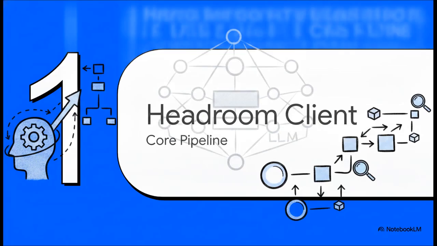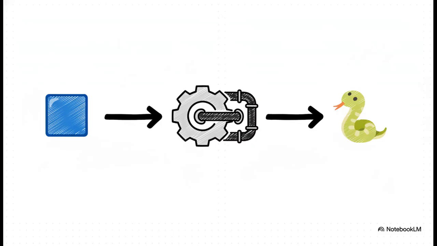Starting off with Section 1, meeting the Headroom client, which is absolutely the core of your optimization pipeline. We're starting right at the foundation, the main entry point where your messages first hit the Headroom SDK. Now, what's really brilliant here is how Headroom seamlessly adapts to your environment. If you're a TypeScript developer, you're going to use a top-level compress function to optimize your messages before sending them off to your LLM. But if you're working in Python, it beautifully intercepts your standard calls.